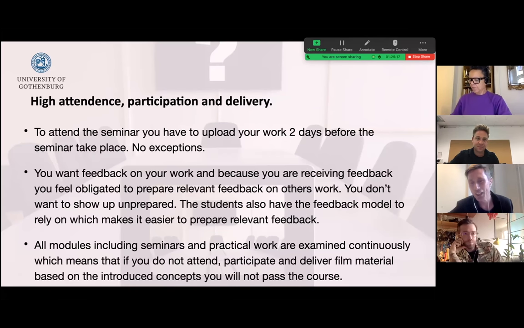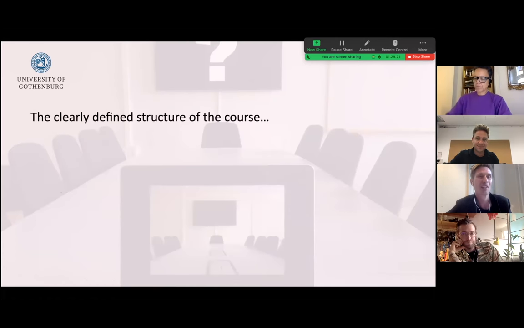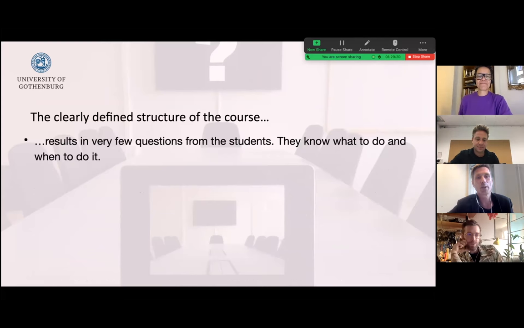We also believe that the students actually think it's quite fun to attend. And also the clearly defined structure of the course results in very few questions from the students. They know what to do and when to do it. So even though we do not meet in the corridors or in the classroom, it's very rare that we actually have questions between the meetings from the students.